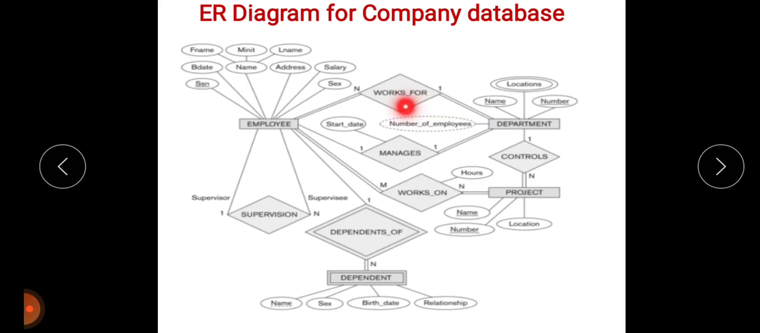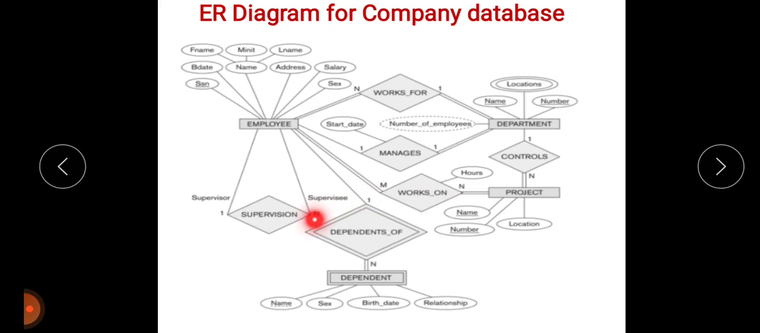Are you observing here? It is a dotted oval. This represents a derived attribute. The number of employees can be calculated from the SSN, the number of employees present. Okay. Next, many employees work on many projects.